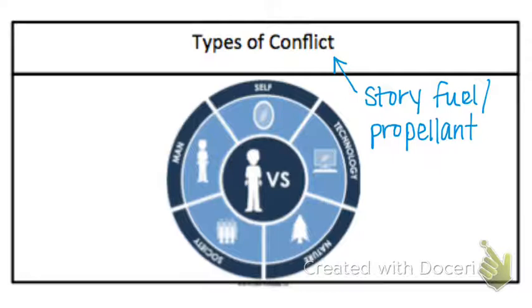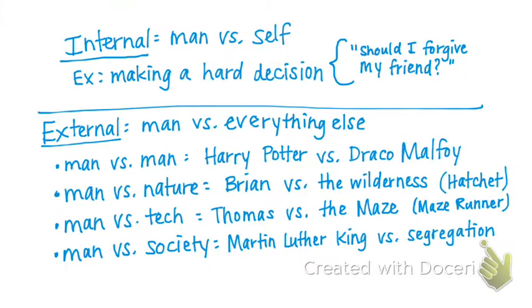So here are 5 different types of conflict that we're going to look at: man versus self, man versus man, man versus society, man versus nature, and man versus technology. Underneath this flap, I want you to write these things. There are 2 types or 2 categories of conflict. One is internal, and there's only really one type of internal conflict.